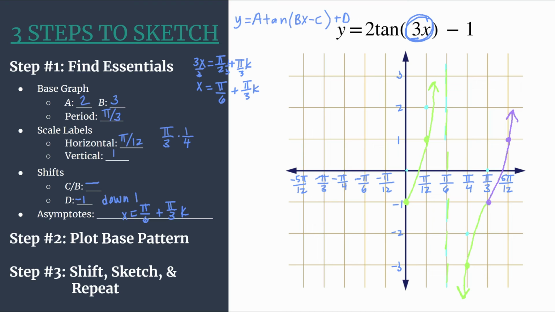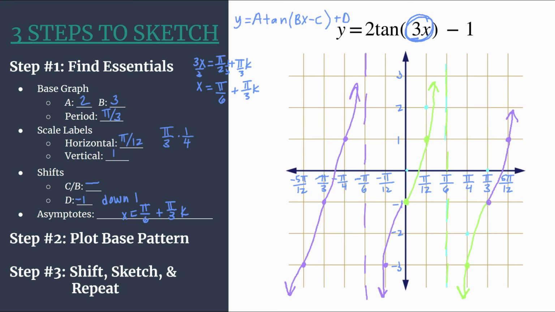All right, so let's copy the pattern in the negative direction. Okay, and copying one more cycle of the pattern. Okay, and we'll sketch those curves in. All right, so we have almost 3 cycles of our tangent graph here.